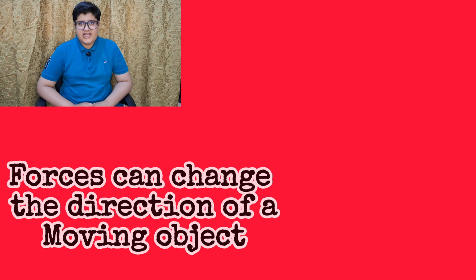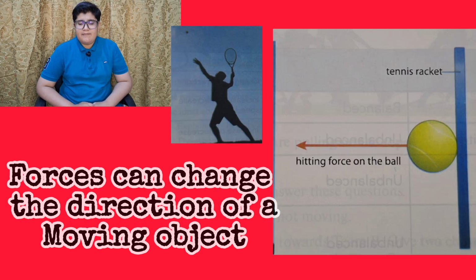As I told you, forces can slow down an object, they can change the speed of an object. Similarly, forces can also change the direction of an object. The best example for this is a tennis ball. When it hits the tennis racket, the force is applied and the object, the tennis ball, changes its direction.